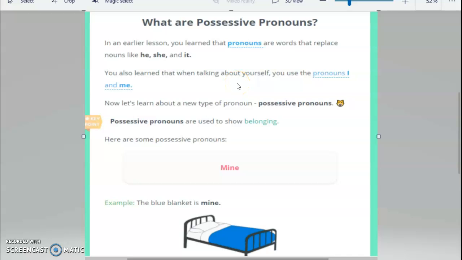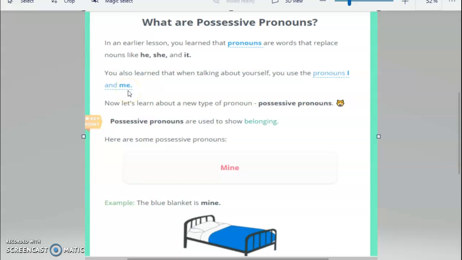So today we will continue with pronouns. In an earlier lesson, you learned that pronouns are words that replace nouns like he, she, and it. You also learned that when talking about yourself, you use pronouns like I and me. When you're talking about yourself, you're using a first person pronoun, and I and me are singular first person pronouns.